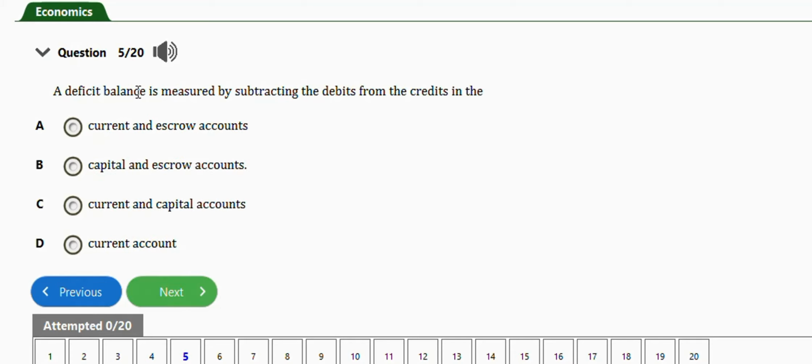Next question says a deficit balance is measured by subtracting the debits from the credits in the real market, capital and escrow accounts, current and escrow accounts, capital and escrow account, current and capital accounts, or current accounts. The right answer is option D, current account.